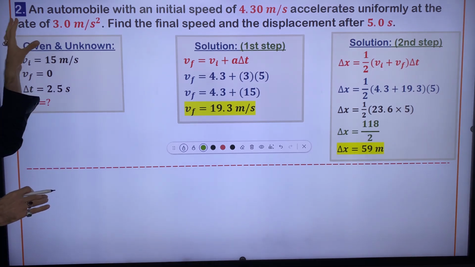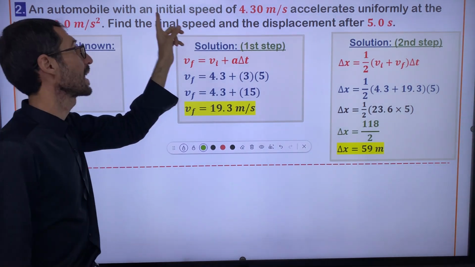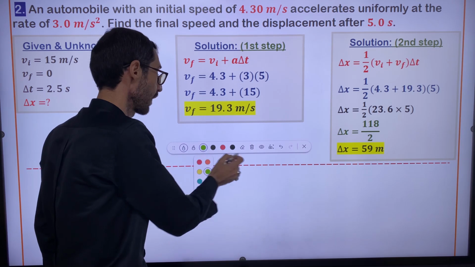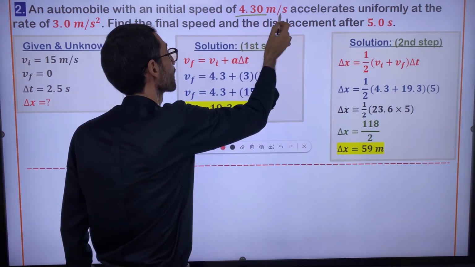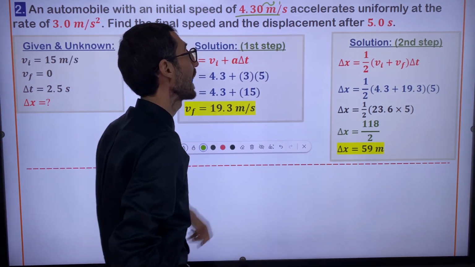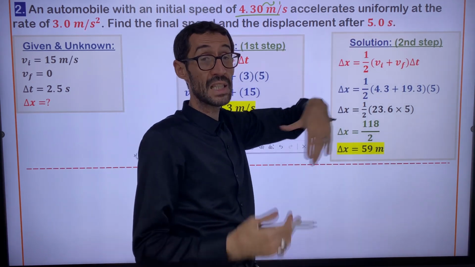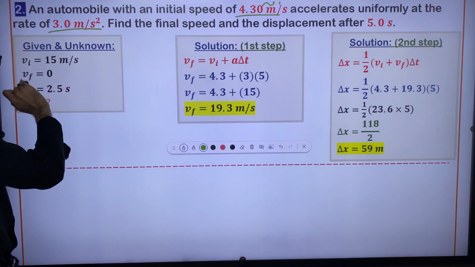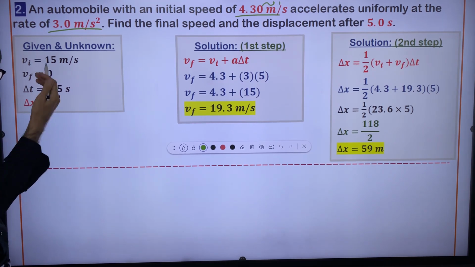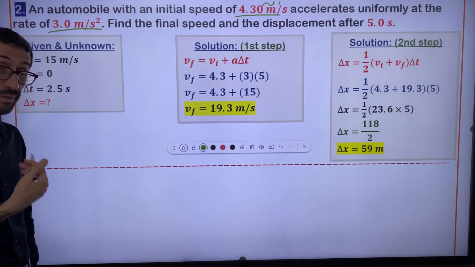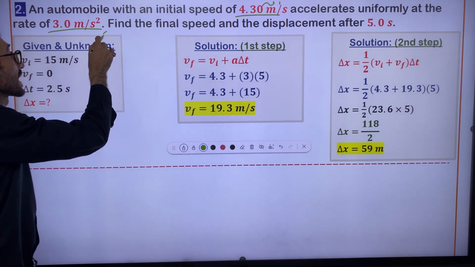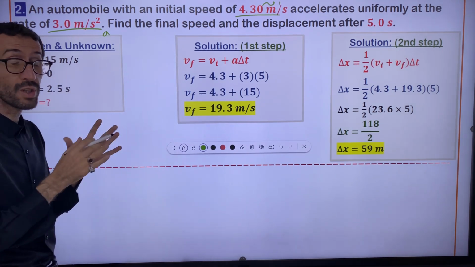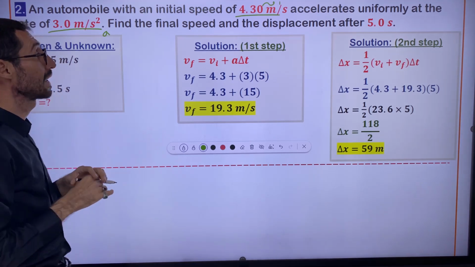Let me read question number 2. An automobile with an initial speed of 4.3 meter per second. So this is the initial, right? The automobile accelerates uniformly, means it speeds up at the rate of 3 meter per second squared. It's approximately identical to the previous question, if you remember. So this is acceleration, just the numbers are changed, right? The form of the question is approximately the same.